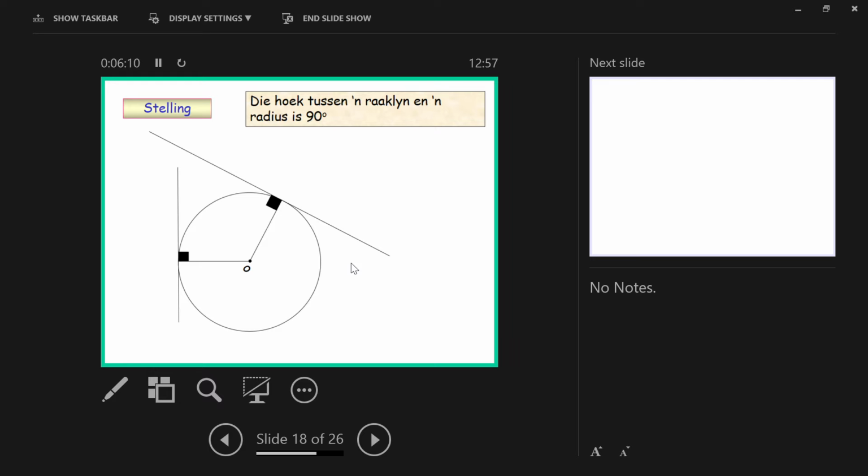Is julle reg met dit? Okay, so that's a new one. There's quite a few rules or theorems that you've got to remember about tangents. So dis jou eerste enetjie. Okay, dan bladsy 3 bo aan.